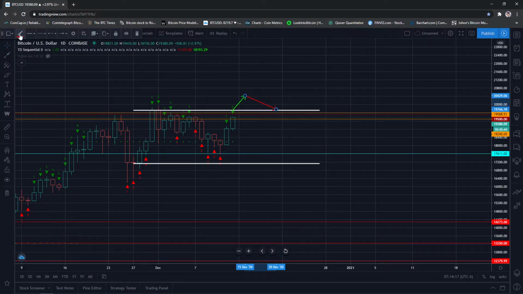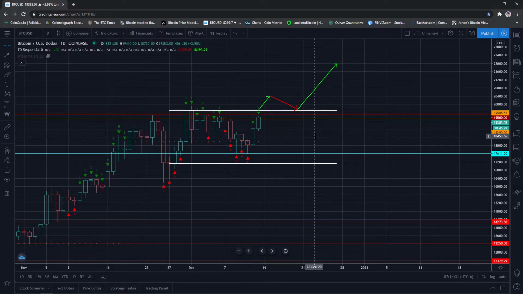And then that would be an area for a bounce, right? And then we go higher. We go higher. That's what you want to see. Something like that. We'll see how that goes. I mean, that would be amazing.